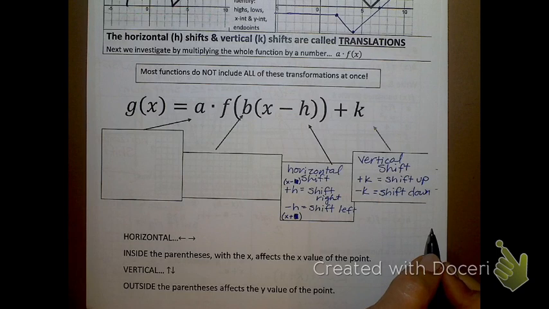Okay. A and B. I don't really want to talk about A and B yet, because we don't have anything with A and B. So I'm going to hold off on those other two boxes, and we'll fill them in when we start talking about A and B. Okay?